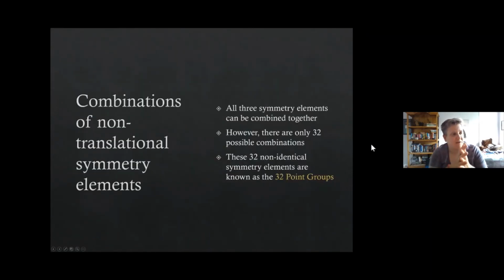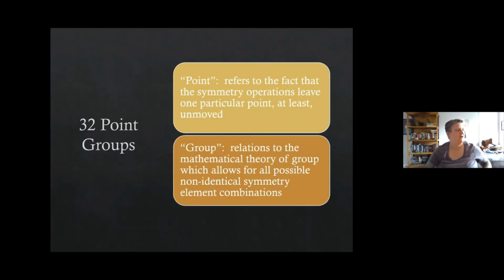So if we combine all these together, if we ignore all the translational symmetry, we wind up with 32 point groups. And this is the only way that you can put a mineral structure together. Point essentially refers to the fact that the symmetry operations leave one point unmoved.